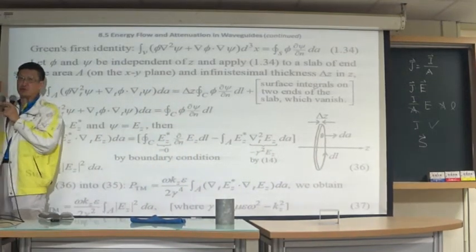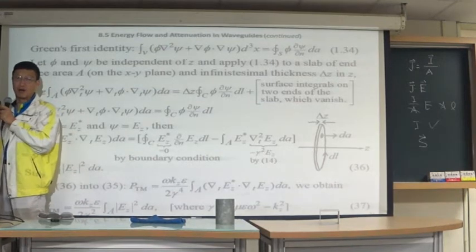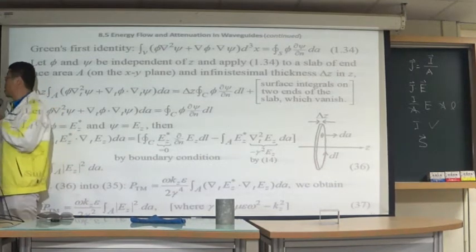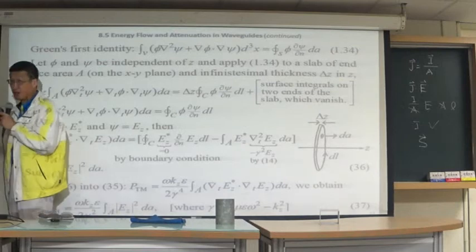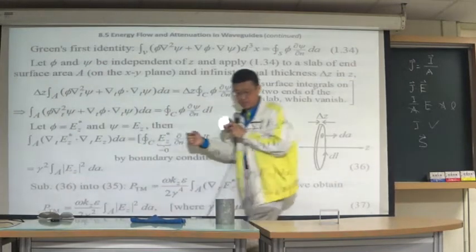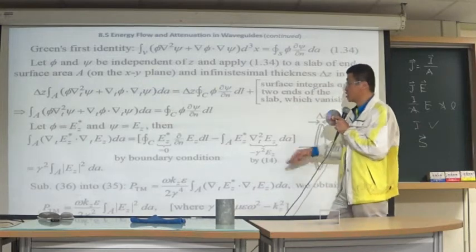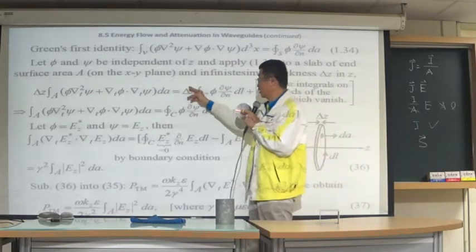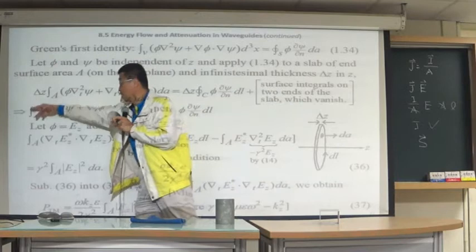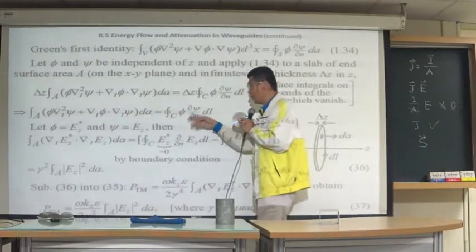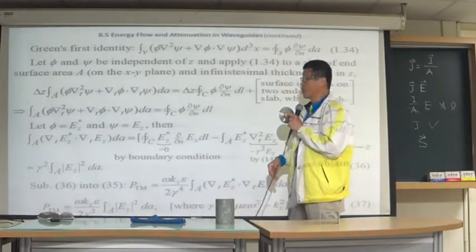Input and output should be about the same. Okay? We make this assumption, not this. So we can simply skip these terms. So we got these terms delta z divided by delta z. So we can simplify the Green's first identity.